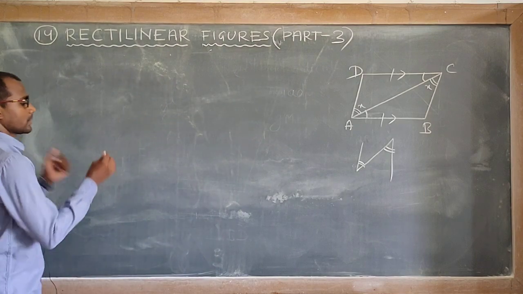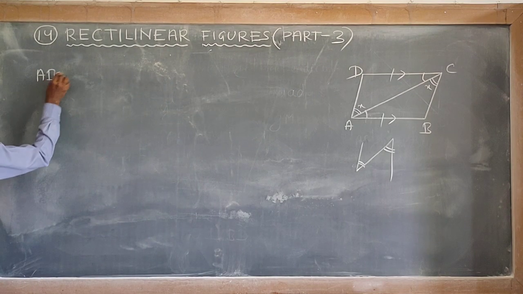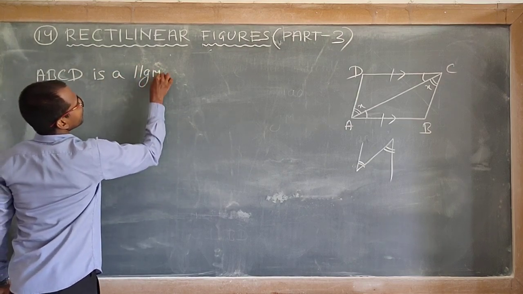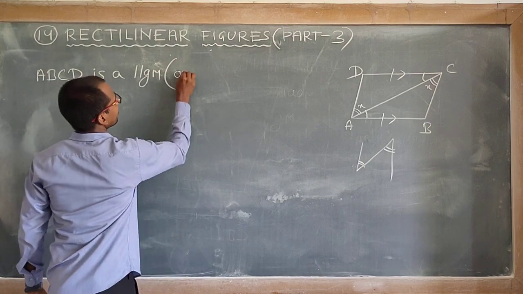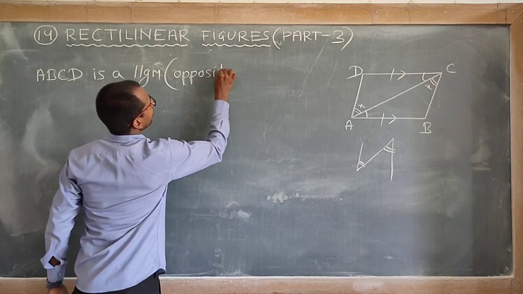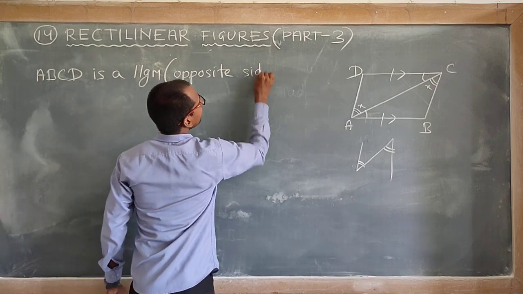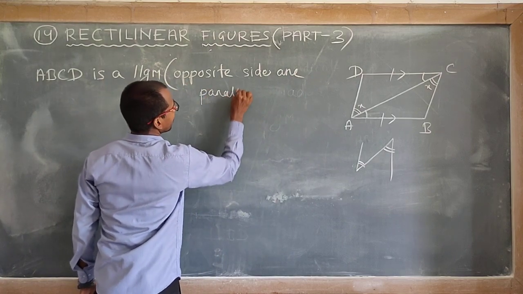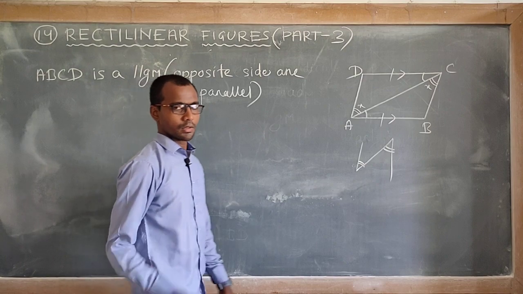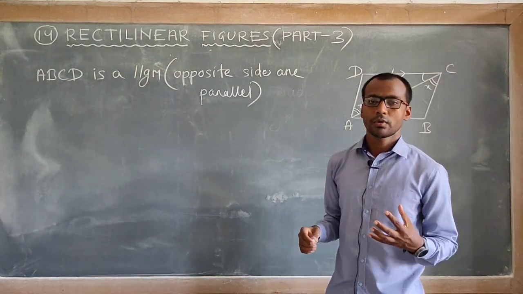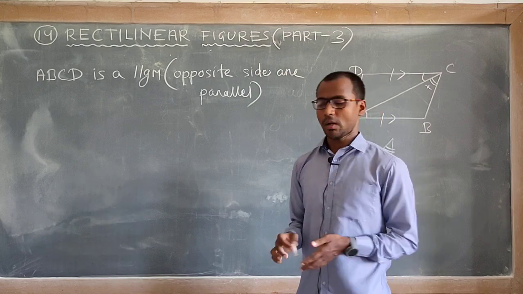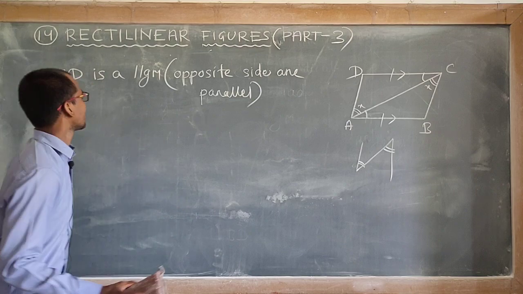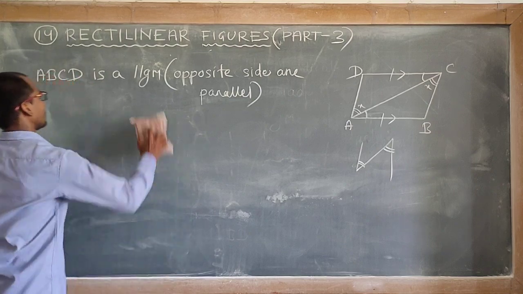So after this part you have to write ABCD is a parallelogram. How? Because opposite sides are parallel. So this theorem we can use to prove a quadrilateral is a parallelogram. This is one method to prove that a quadrilateral is a parallelogram. We can have different methods. One by one I will go to different methods, for theorems.